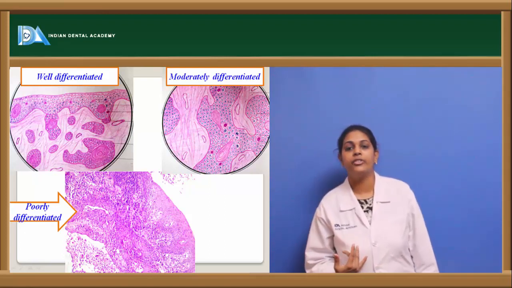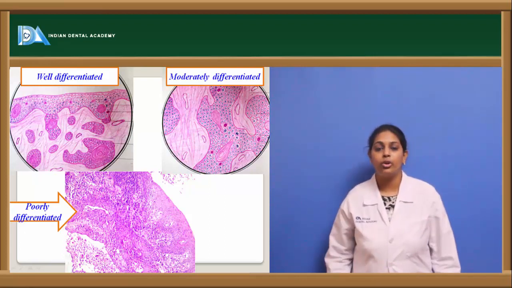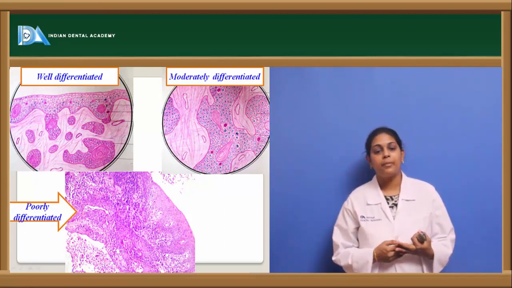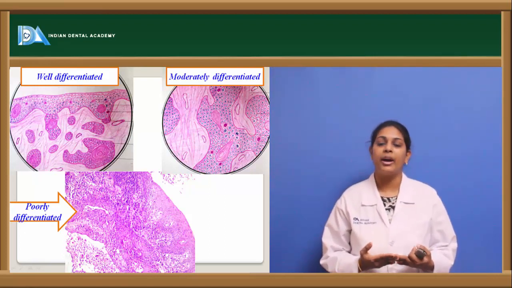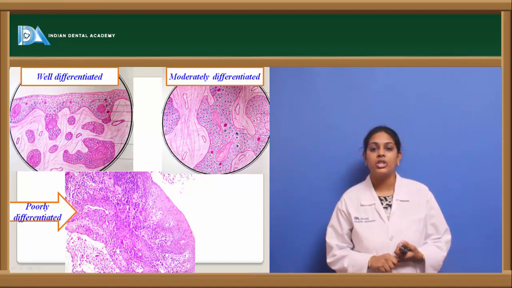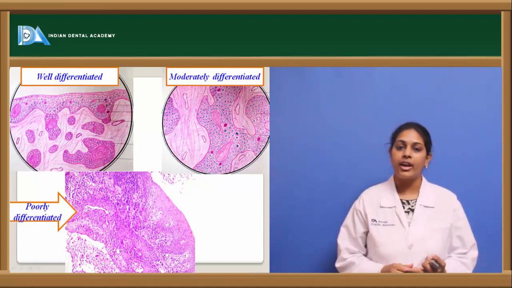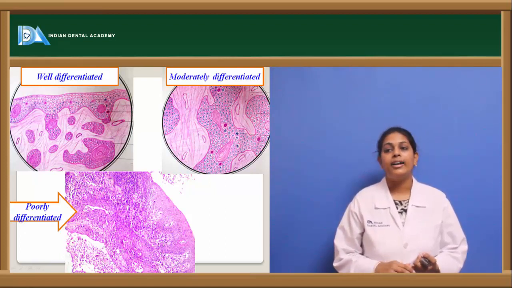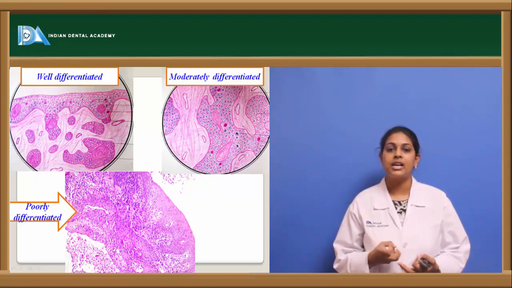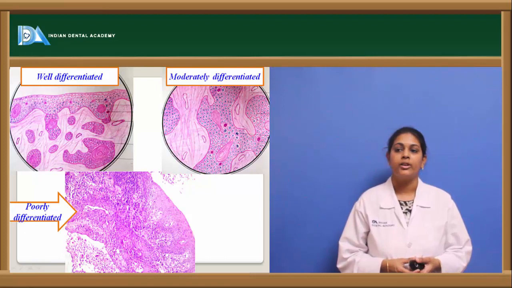Coming to the moderately differentiated type, we see that these cells do not have a proper resemblance to the parent cell as in the well differentiated type, but they might show only a few resembling features of the parent epithelial cells. Other than that, there is keratin pearl formation and the presence of mitotic figures, and invasion of these neoplastic cells into the underlying connective tissue stroma can also be appreciated.